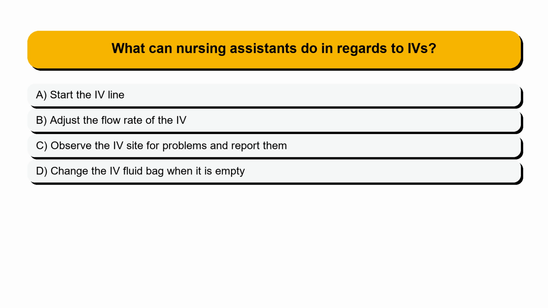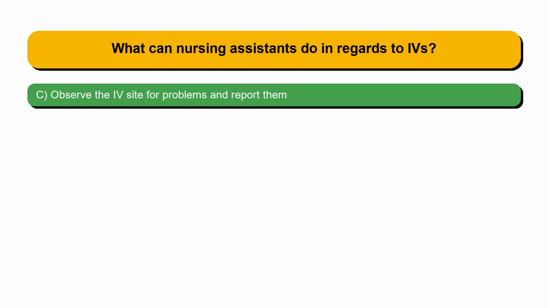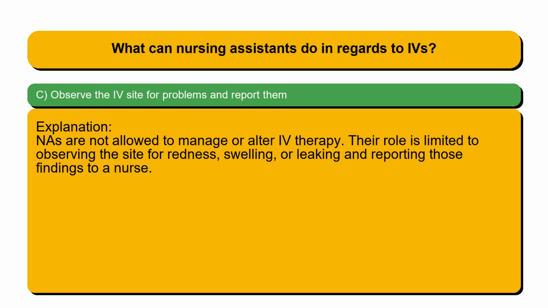Question 14. What can nursing assistants do in regards to IVs? Option A, start the IV line. Option B, adjust the flow rate of the IV. Option C, observe the IV site for problems and report them. Option D, change the IV fluid bag when it is empty. The correct answer is option C, observe the IV site for problems and report them. NAs are not allowed to manage or alter IV therapy. Their role is limited to observing the site for redness, swelling, or leaking and reporting those findings to a nurse.